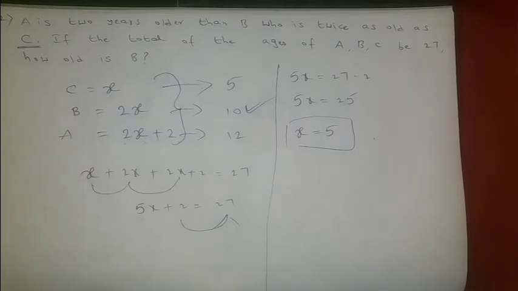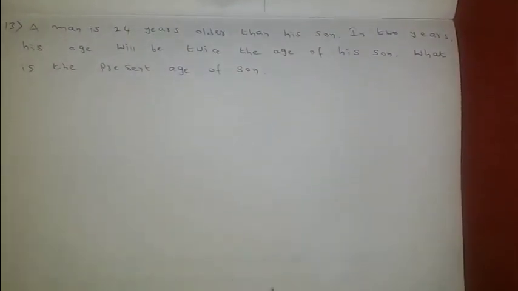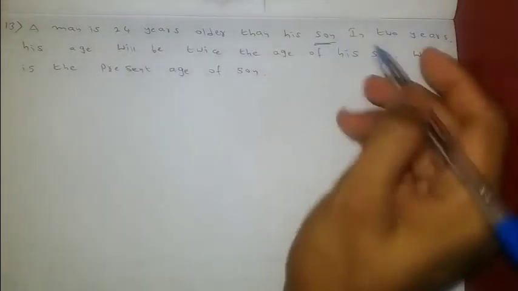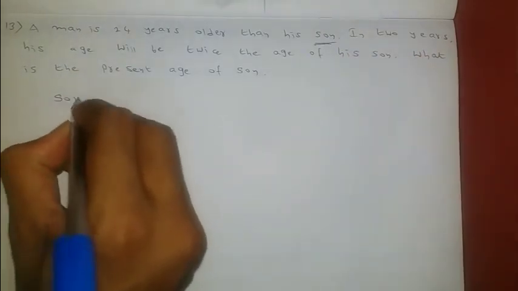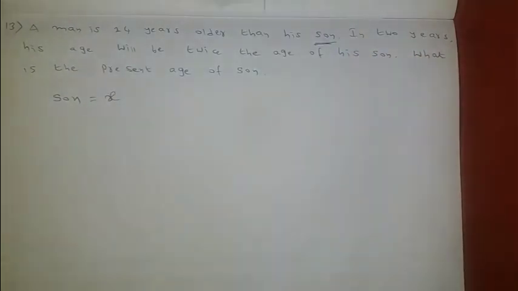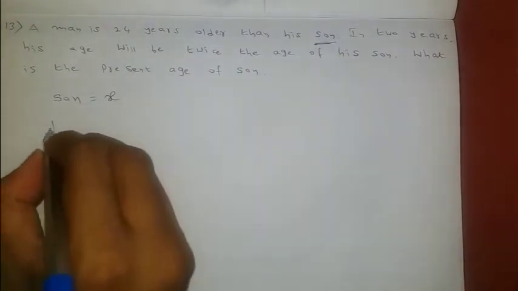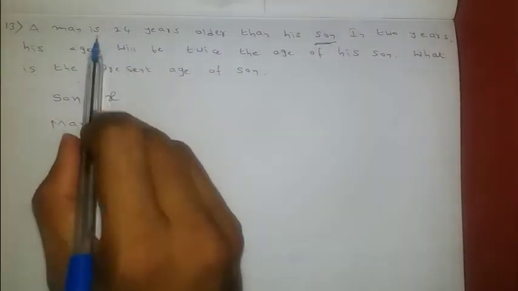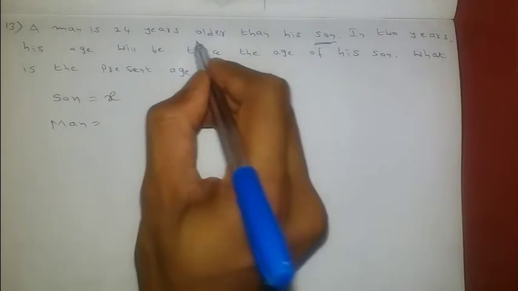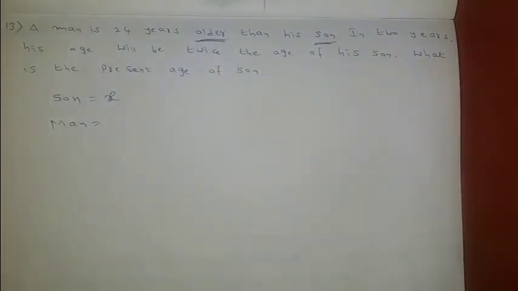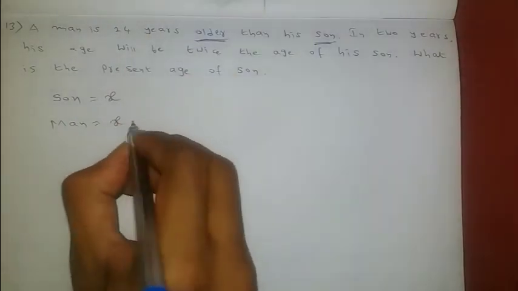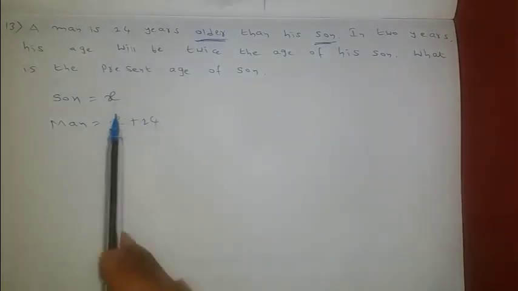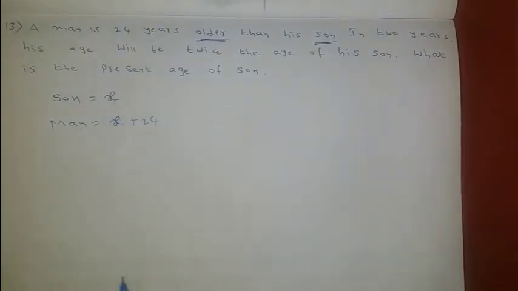Okay, let's move to the next question. A man is 24 years older than his son. Son is the last word, so I am taking the son as some constant x. Then what about the man? The man is 24 years older. Older is nothing but bigger, so plus: x plus 24. Son is x years and man is x plus 24.